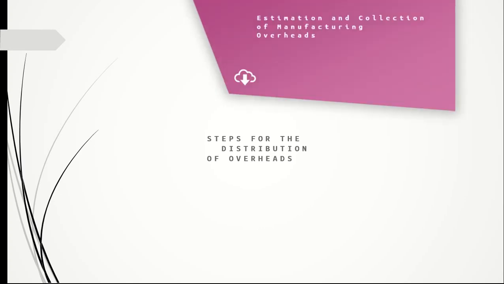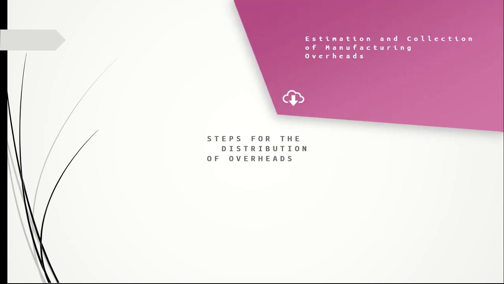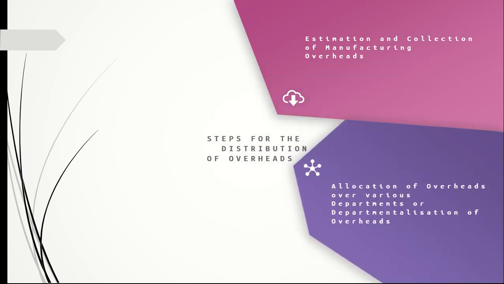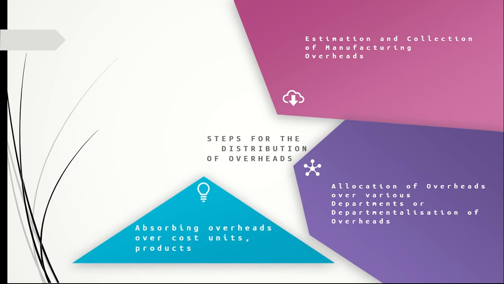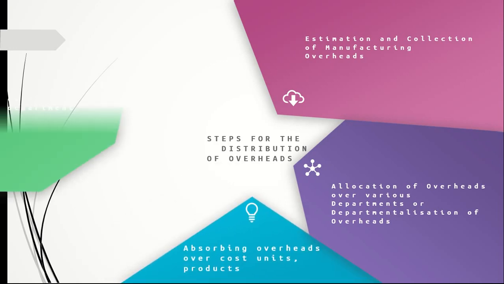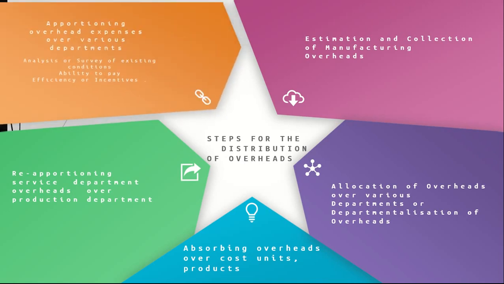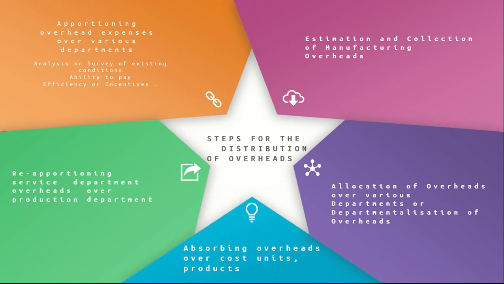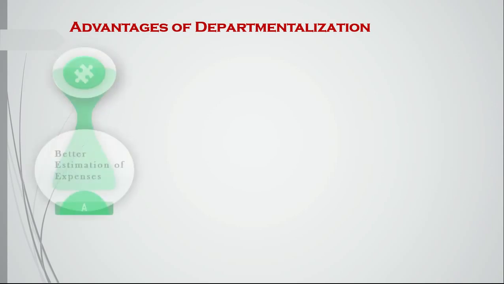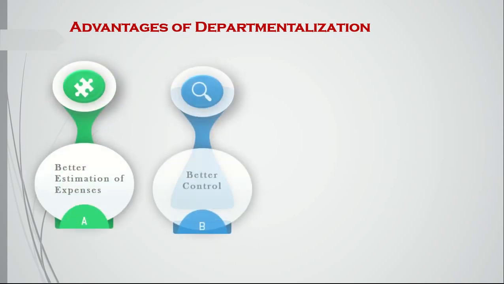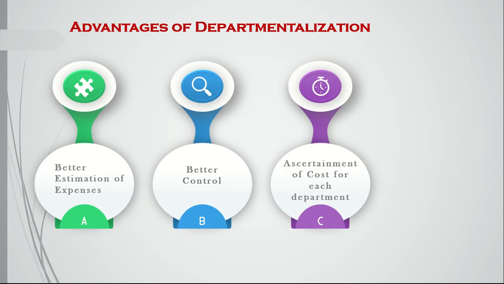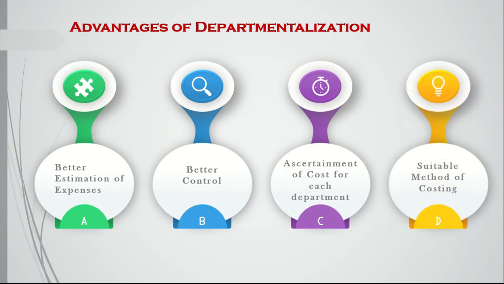Steps for the distribution of overhead. Estimation and collection of manufacturing overheads. Allocation of overheads over various departments or departmentalization of overheads. Absorbing overheads over cost units, products. Reapportioning service department overheads over production departments. Apportioning overhead expenses over various departments. Advantages of departmentalization. 1. Better estimation of expenses. 2. Better control. 3. Ascertainment of cost for each department. 4. Suitable method of costing.